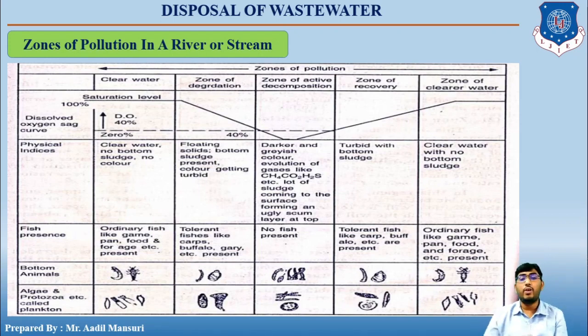Now as the organic decomposition slackens due to stabilization of organic matter, rate of deoxygenation becomes lesser than the reaeration rate, and dissolved oxygen again rises to the original level. So initially decomposition is at a higher rate and dissolved oxygen will reduce to zero, but as the decomposition rate reduces, the dissolved oxygen will start increasing and it will again rise to the original level of 40%.